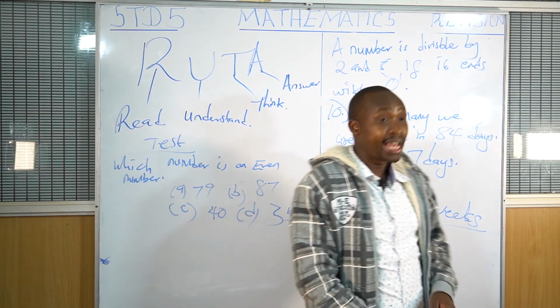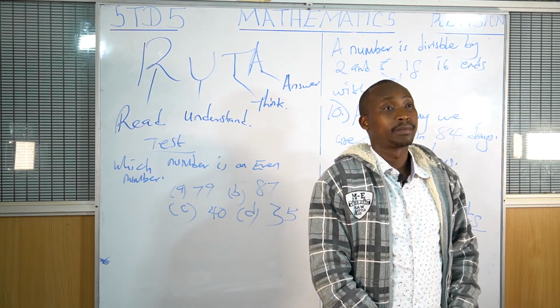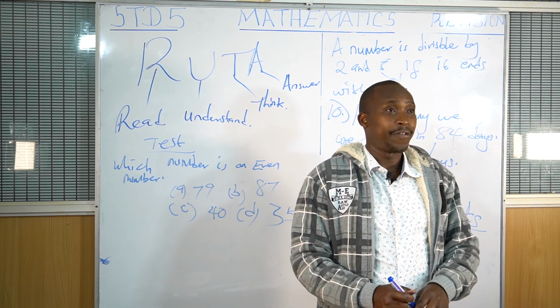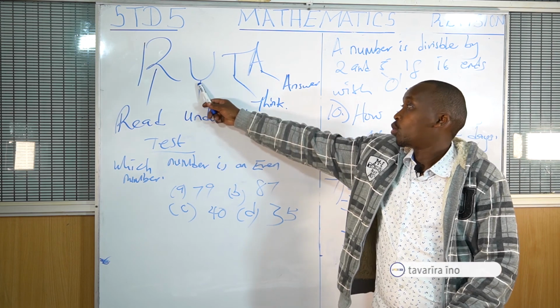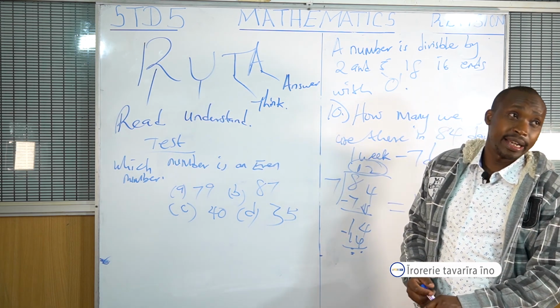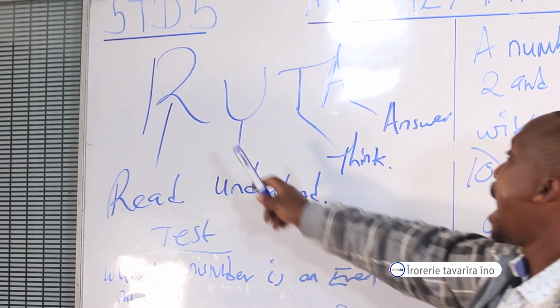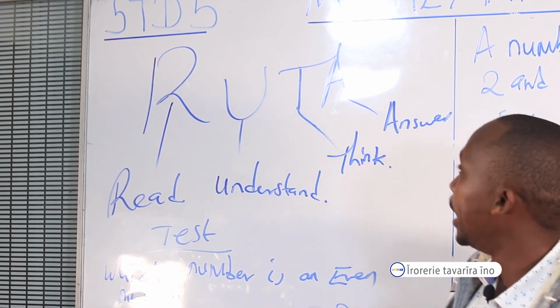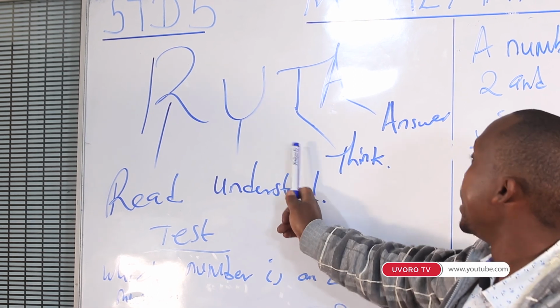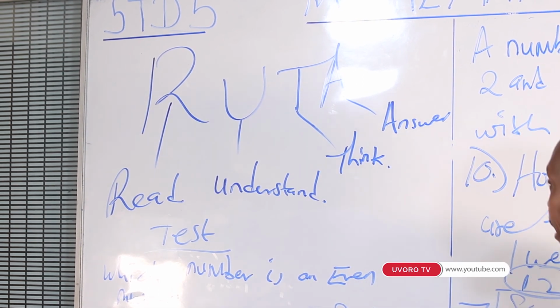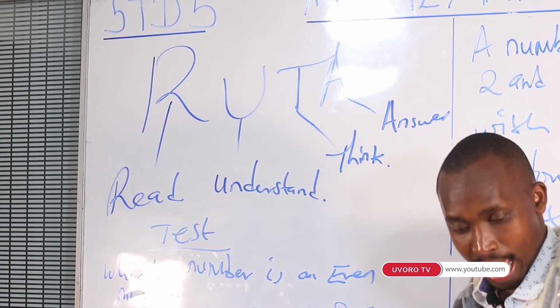We have come to the end of our lesson for today. Just before I finish, I'd like you to remember router. The rule is very important because R stands for reading, U stands for understanding, T stands for thinking, and A for answering.